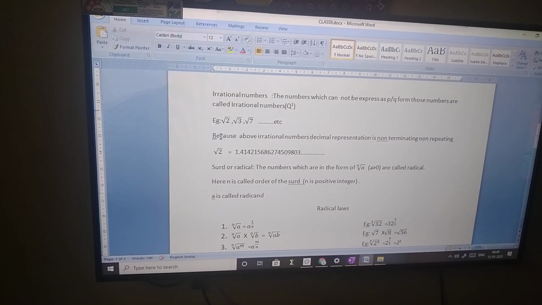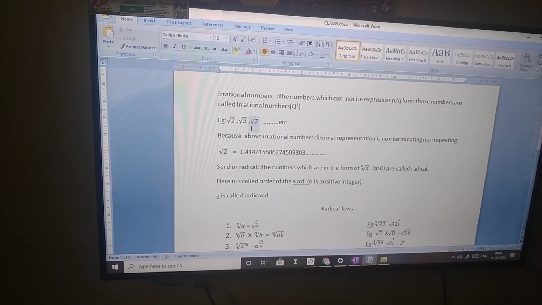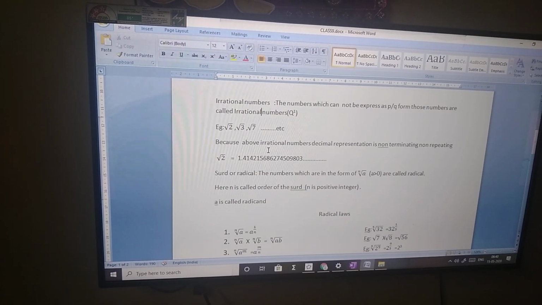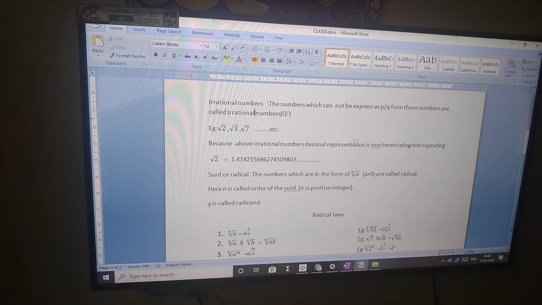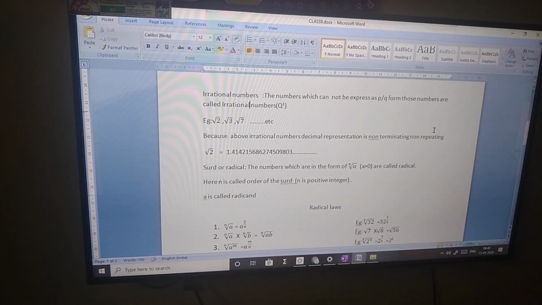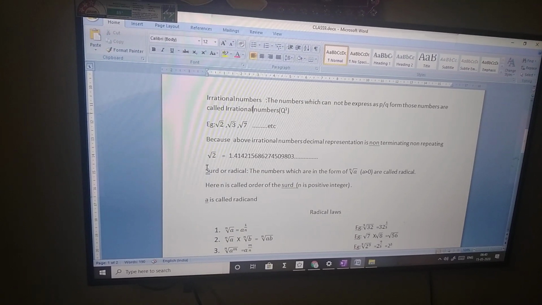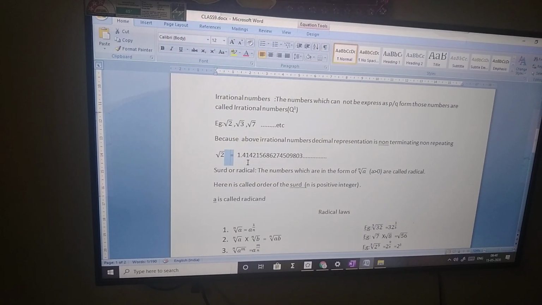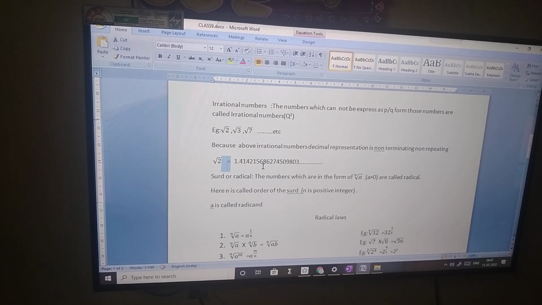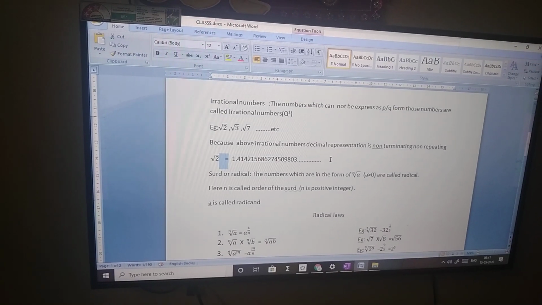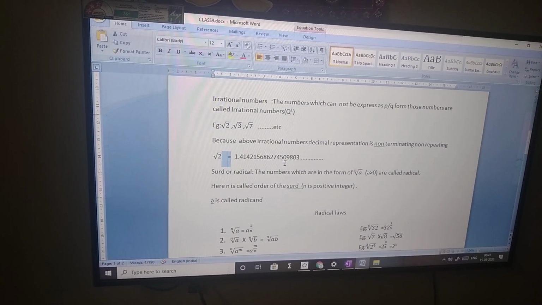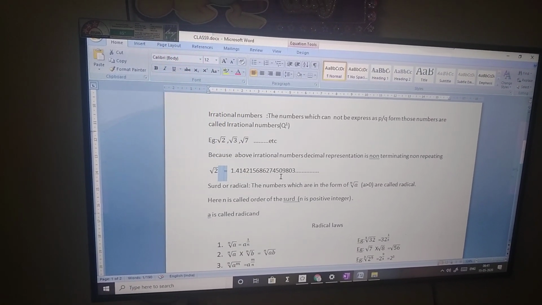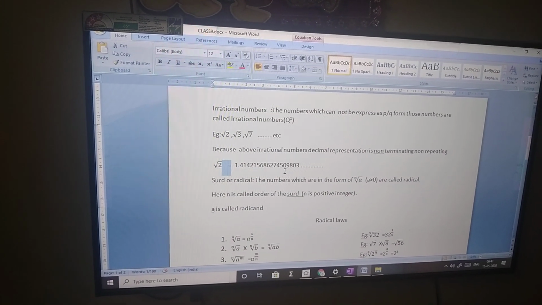For example, root 2, root 3, root 7 and so on, these numbers are called irrational numbers because their decimal representation is non-terminating, non-repeating. So for example, we will take root 2. The decimal expansion of root 2 is 1.41421356 and so on. So it is non-terminating, it is not ending, it is non-repeating. So these numbers are called irrational numbers.